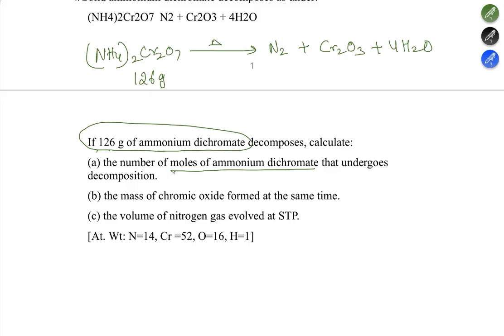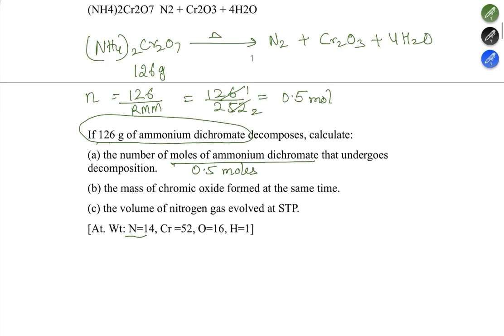So now we know the formula again. We will divide this by the molar mass of ammonium dichromate, and when you calculate, you can calculate it easily as the atomic weights are given. It will come to 252 grams, and you will get 0.5 moles. So my first answer is 0.5 moles of ammonium dichromate is there. Second question, they are asking about the chromic oxide.